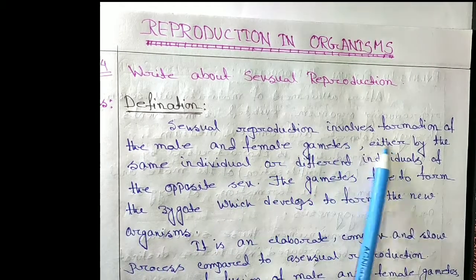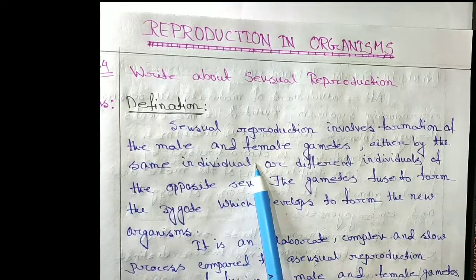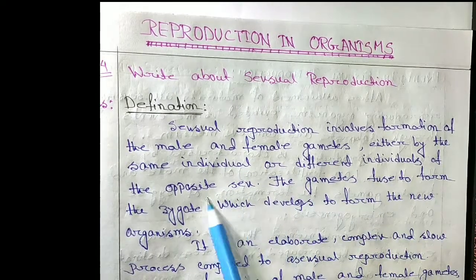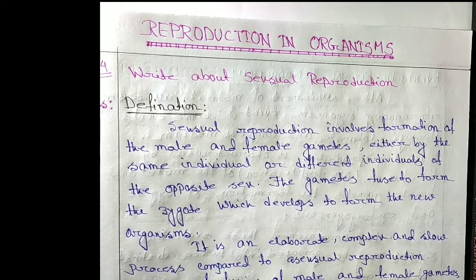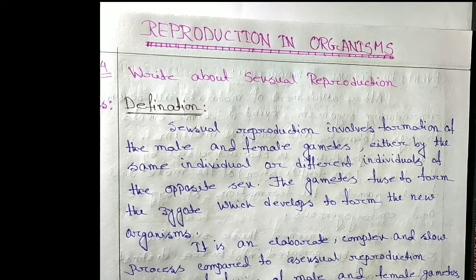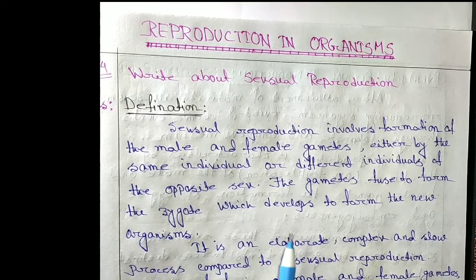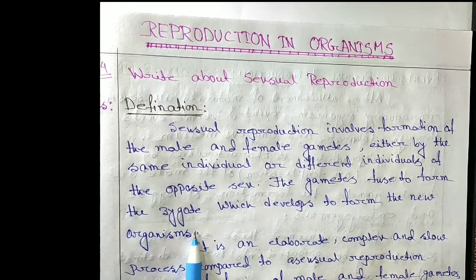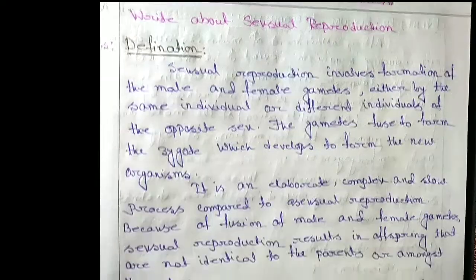Sexual reproduction involves formation of the male and female gametes either by the same individual or different individuals of the opposite sex. That means when two gametes, that is male gametes and female gametes, come in contact with each other, they form a zygote, and the zygote develops to form new individuals or offspring. The gametes fuse to form the zygote, which develops to form the new organism.